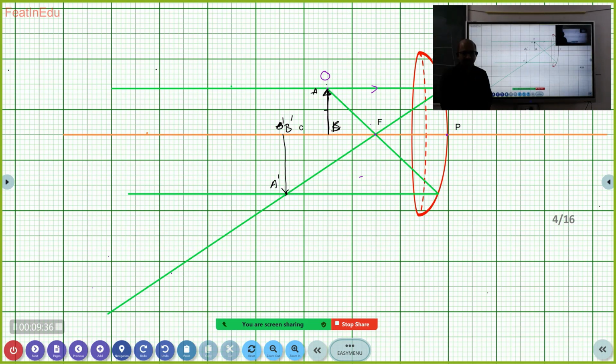Sir, are all images in a concave mirror meant to be inverted, sir?